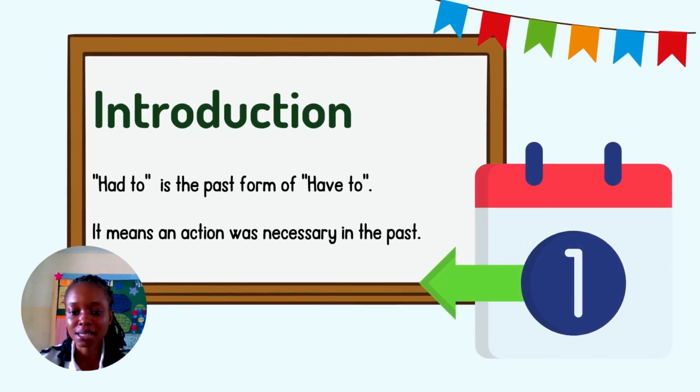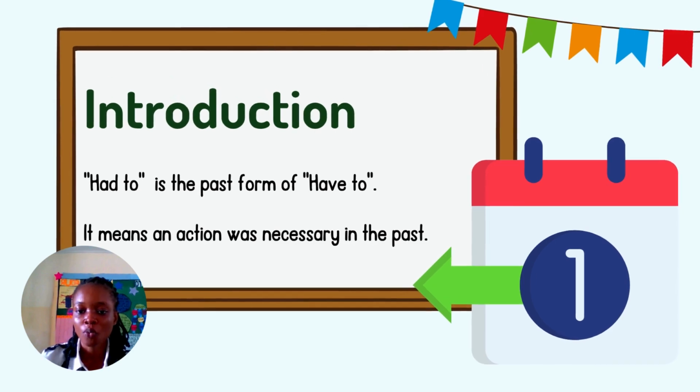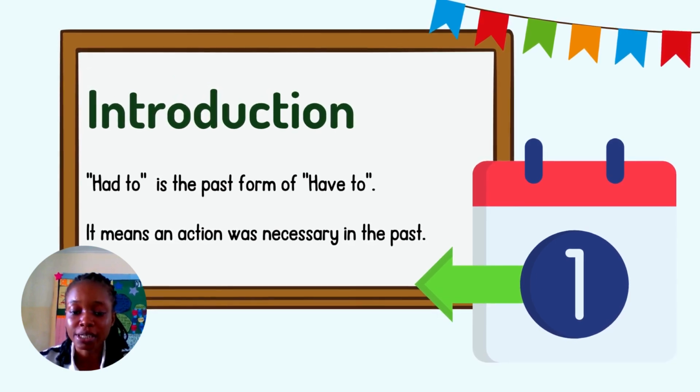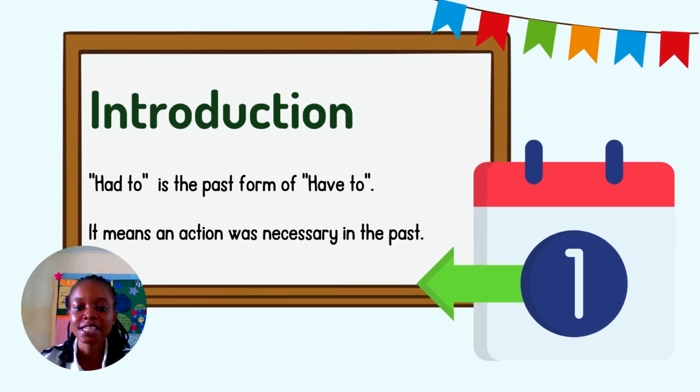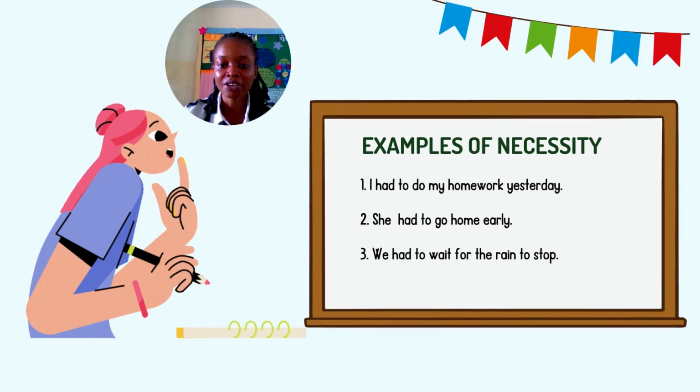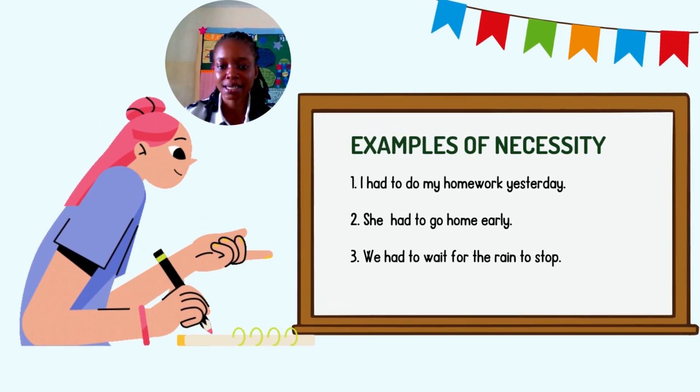Had to is the past form of have to. It means an action that was necessary in the past. We use had to for an action that was necessary in the past. That means an action that really needed to occur in the past. That is where we need to make use of words like had to. We can use had to express necessity.